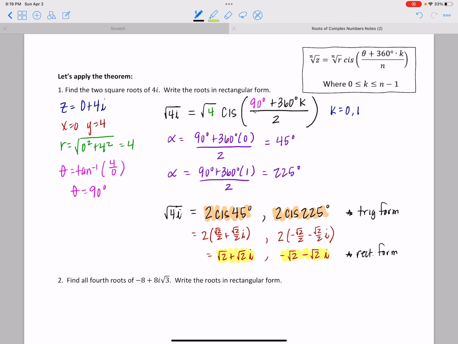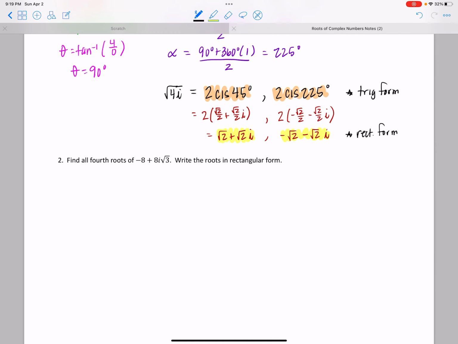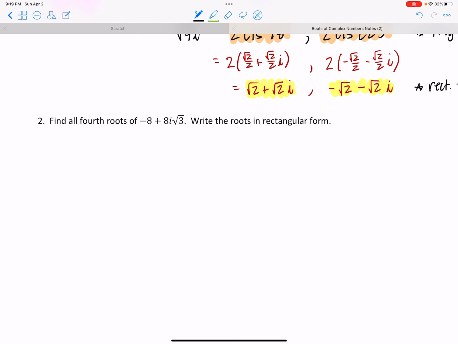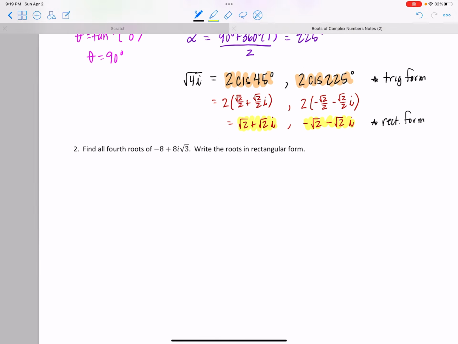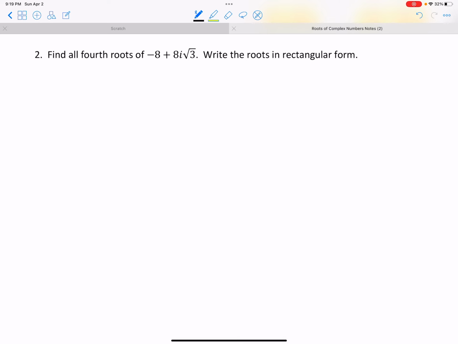Okay, so look at number 2. We are asked to find all 4th roots of this complex number, and again, we're going to try to write those roots in rectangular form. So first, I want my trig form for this complex number.